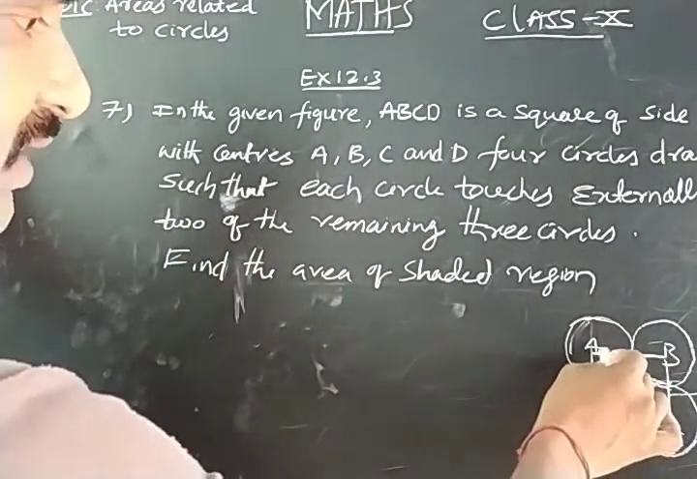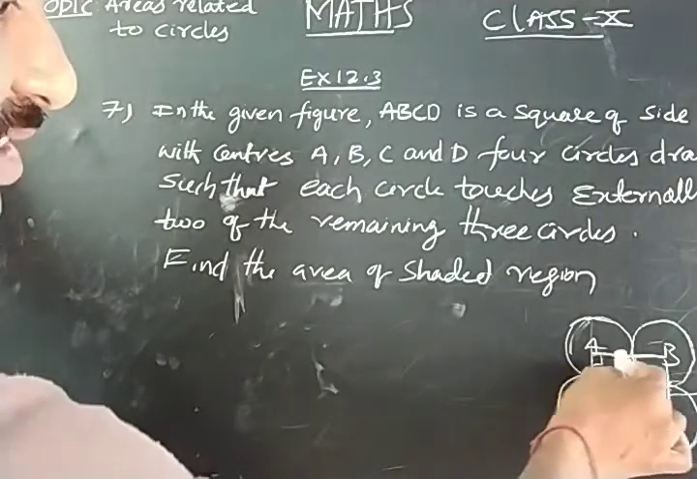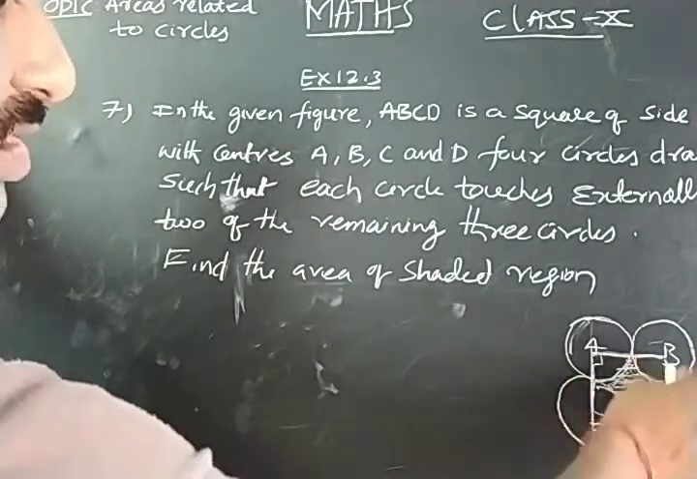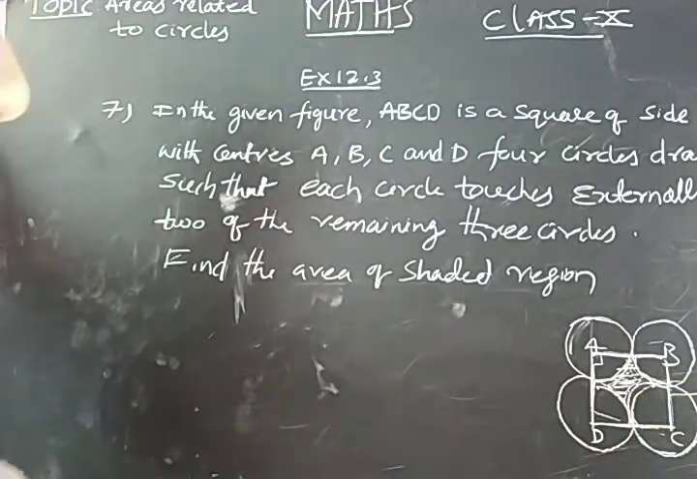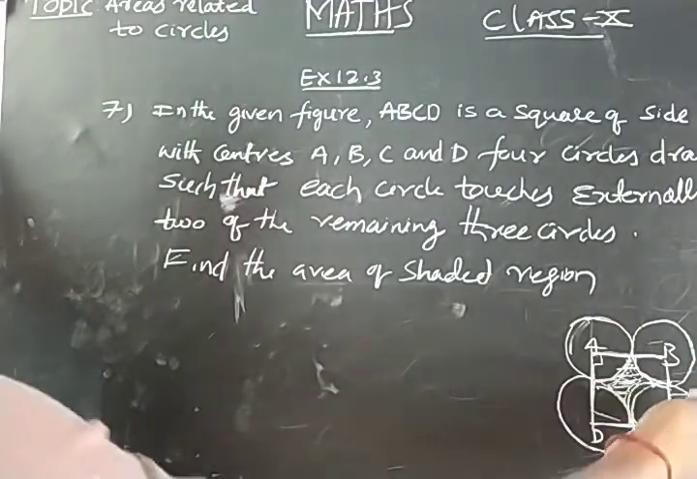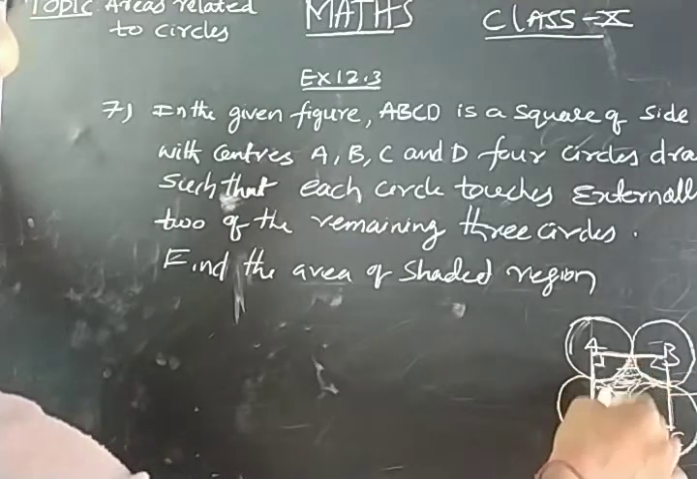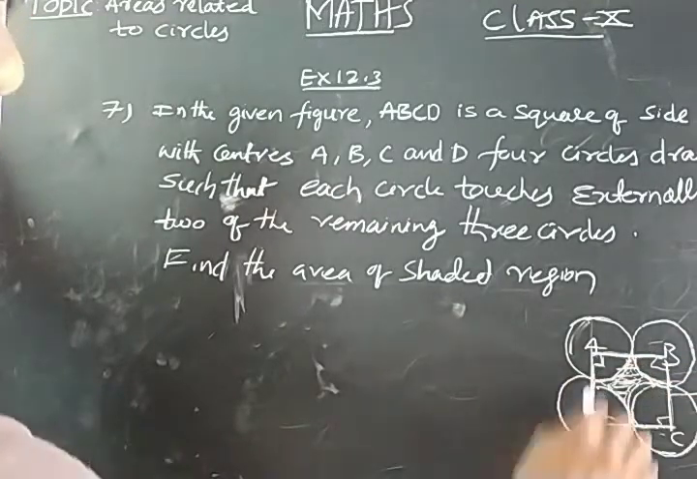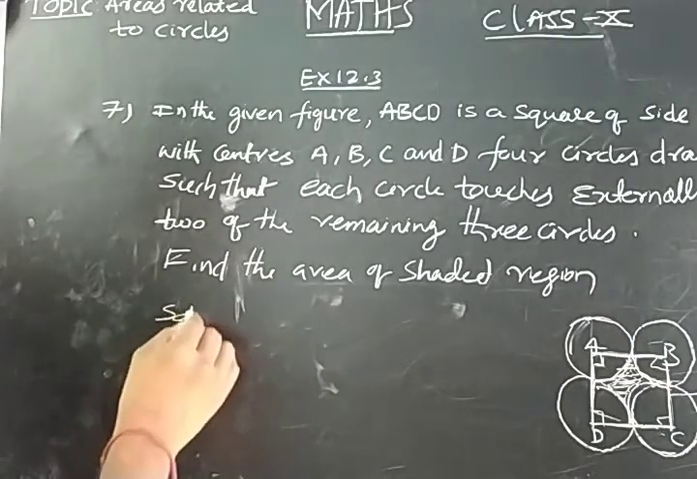To get the sector area, we should know the angle here, right? Angle and radius of the circle. So total length is 14 centimeters. If you divide 14 by 2, you will get the radius of each circle. Each circle radius is 14 by 2. And we know that in a square every angle is 90 degrees. So we know the angle also. So directly we can find the area of the sector. Right? Now solution. Write the solution.